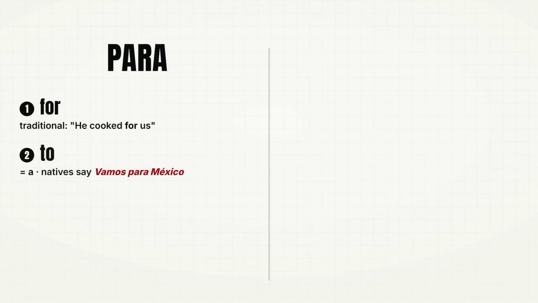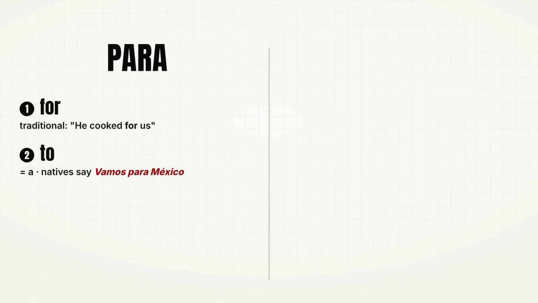Now, para means for. That's the first meaning of para. It means for in the absolute traditional sense, like, he cooked for us, right? When you think of the word for, that's what para is used for. The second is it means to. Para means to as well. The word for to in Spanish is also a. And so, to and for in Spanish are actually interchangeable. Para means both for, but it also means to. And natives will actually use para as to more than the word for to, right? If you were to say we're going to Mexico, natives might say vamos para Mexico instead of vamos a Mexico.